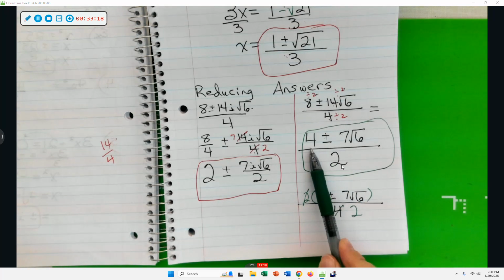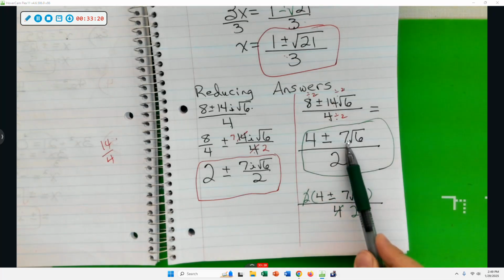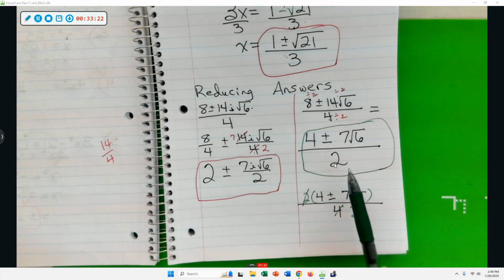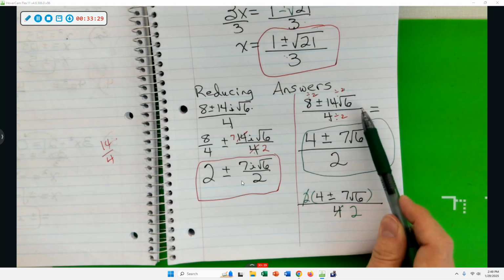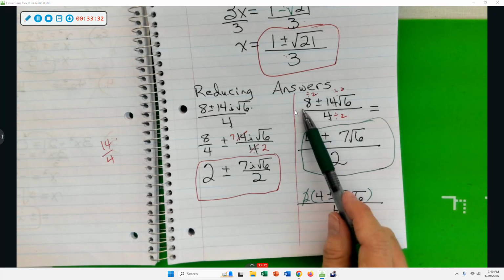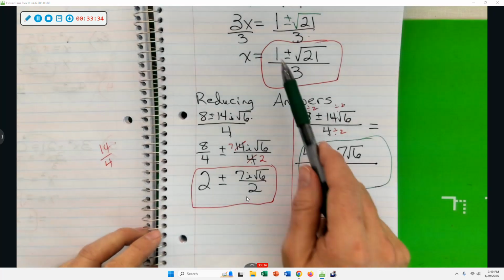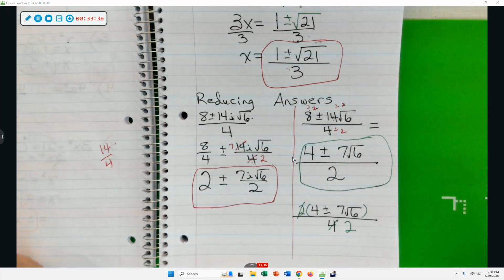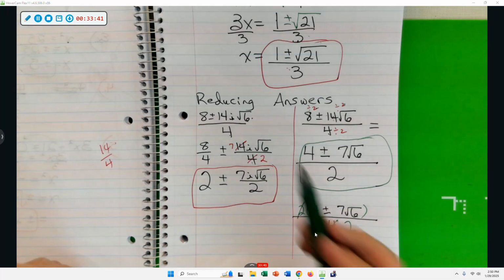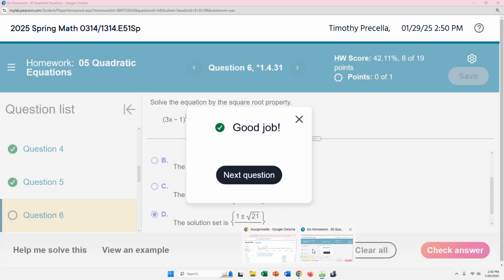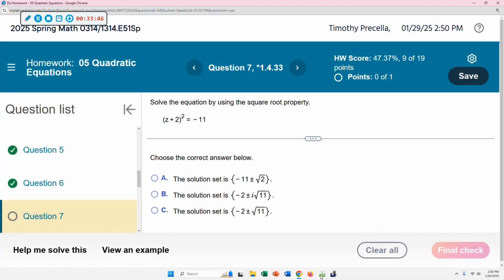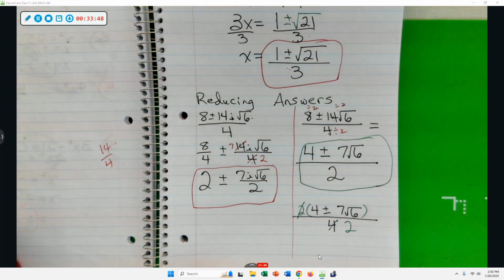8 divided by 2 is 4. 14 divided by 2 is 7. 4 divided by 2 is 2. Any questions there? If there's no I, we're not going to be splitting up. We're going to factor and cancel. And if there's no common factor, then that's even better. You don't have to do anything. Just stop right there. But if there's an I, we're going to be splitting up and canceling the fractions individually. Any questions there? Let's do number 7.